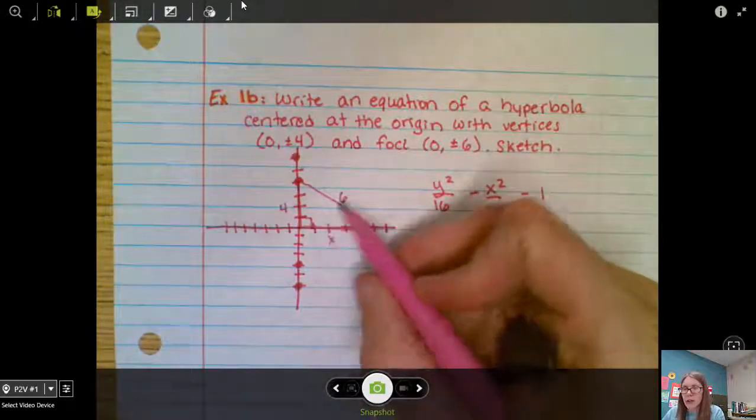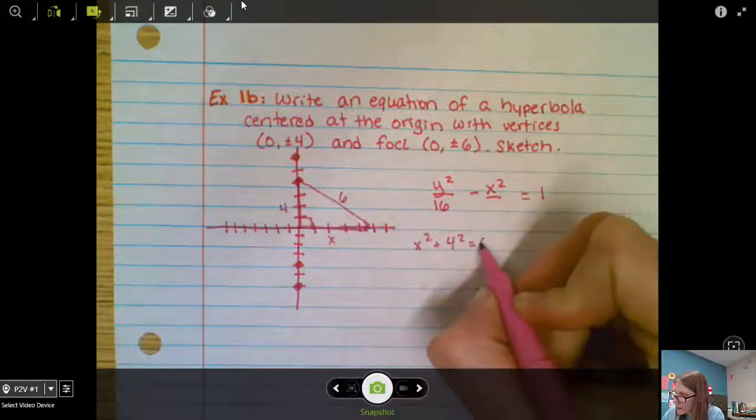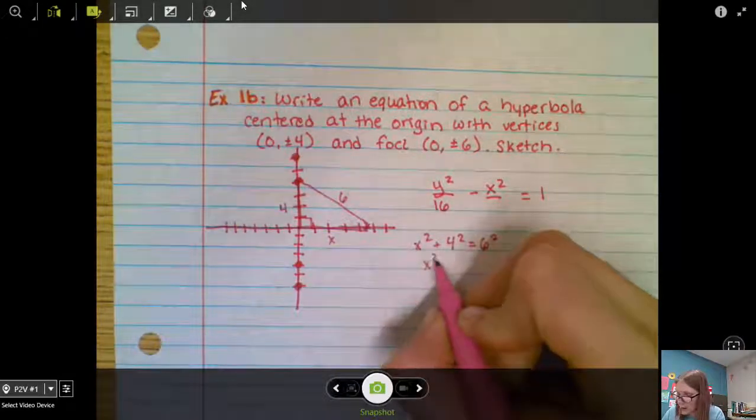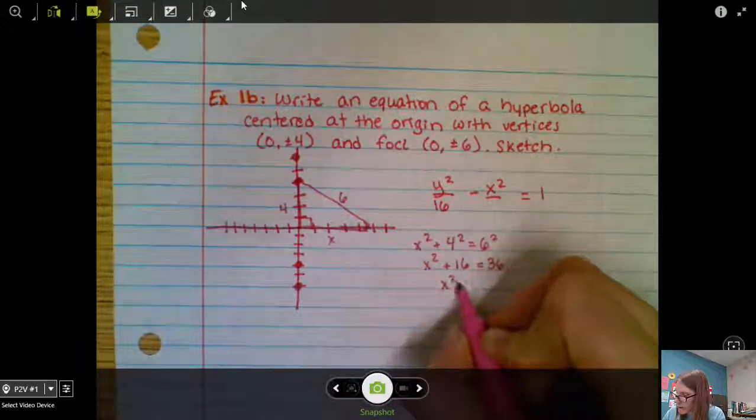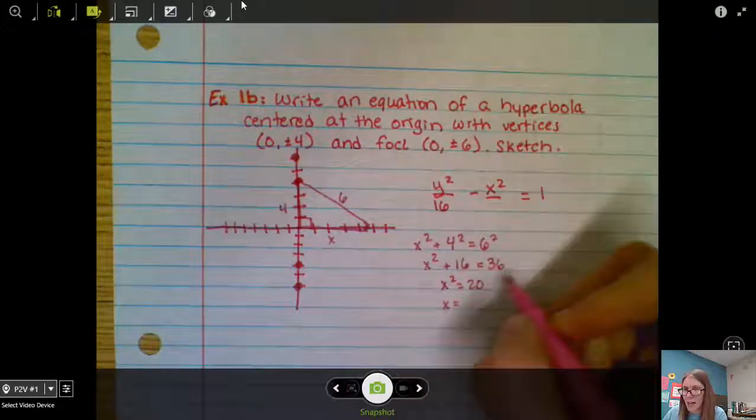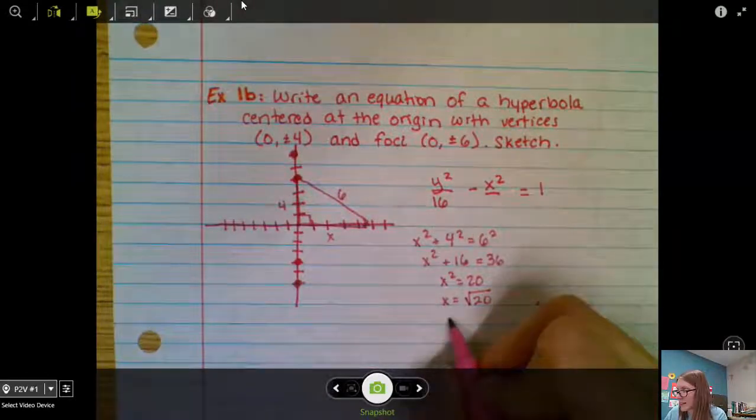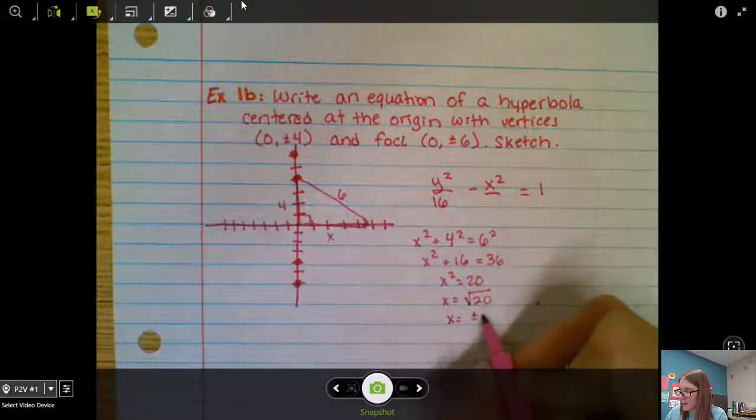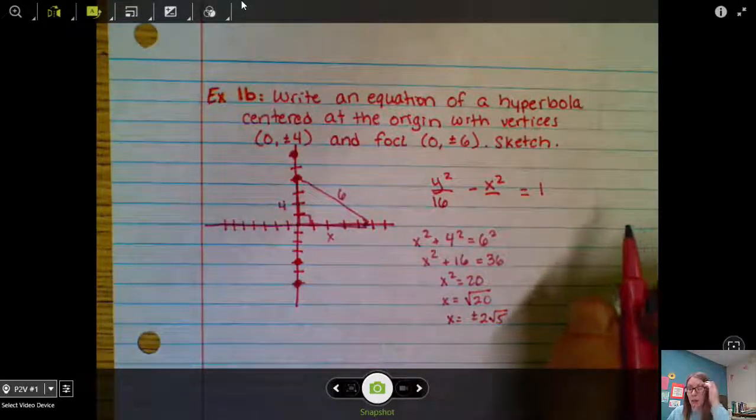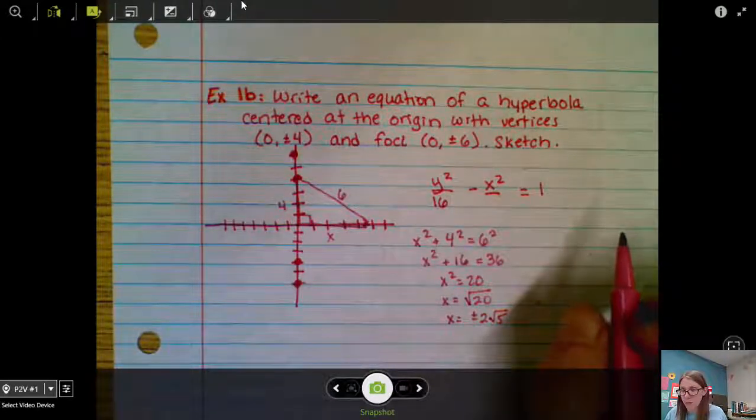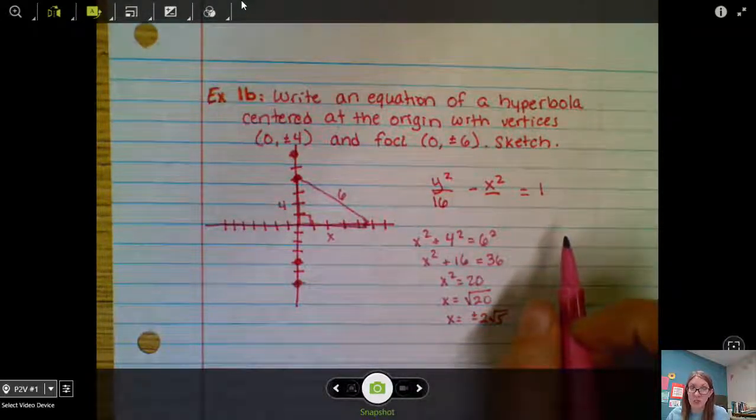Okay, so let's use our Pythagorean theorem. x squared plus 4 squared equals 6 squared. So that's x squared plus 16 is 36. x squared is 20. Square root both sides. We'll get the square root of 20, and that radical can simplify to plus or minus 2 square root of 5. And again, I'm not going to be too picky with how you have your radicals simplified. So 2 square root of 5 is how far out that central rectangle is going to go here.